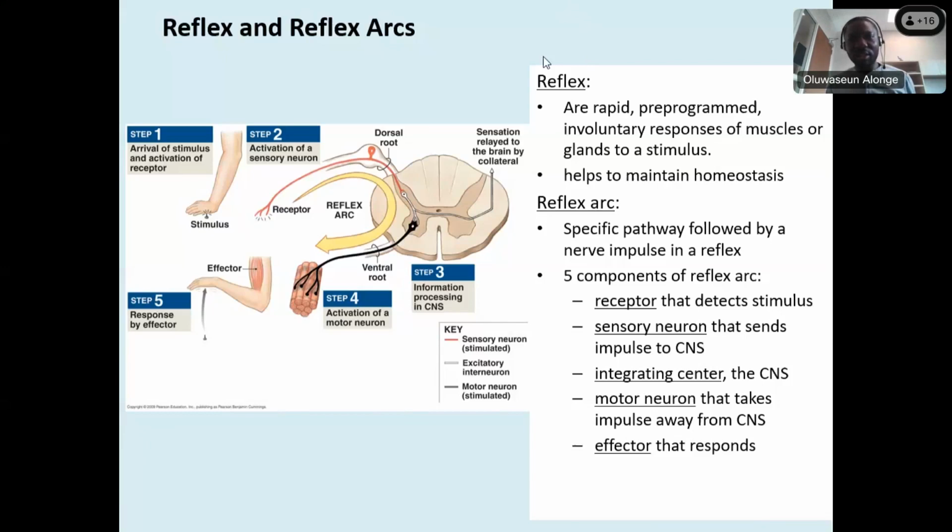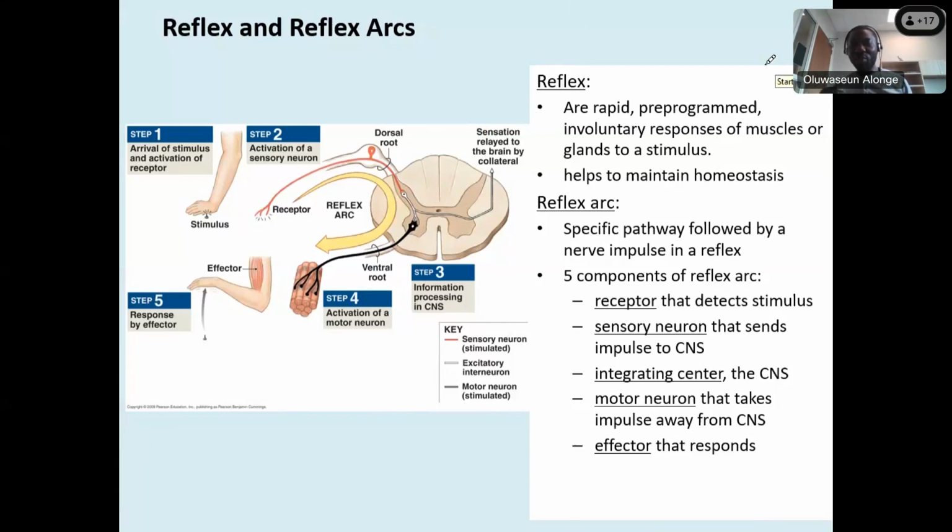All right, here is reflex arc. And when we talk about reflex, reflex simply means rapid, pre-programmed. Rapid means it's fast. Pre-programmed means it was previously programmed. And it is an involuntary response of your muscles and glands to a stimulus.